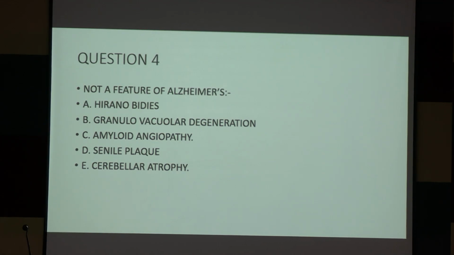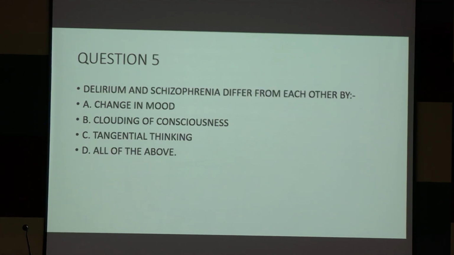ওই ক্রুচফেল জেকব টেকব সেগুলো ভাবতে হবে। Delirium and schizophrenia differ from each other by: change in mood, clouding of consciousness, tangential thinking, all of the above.